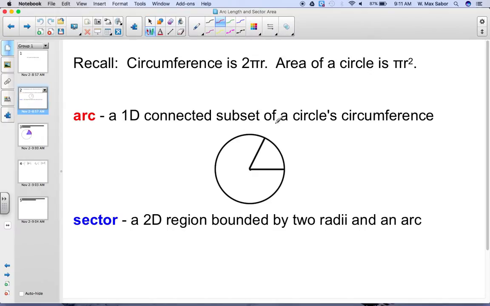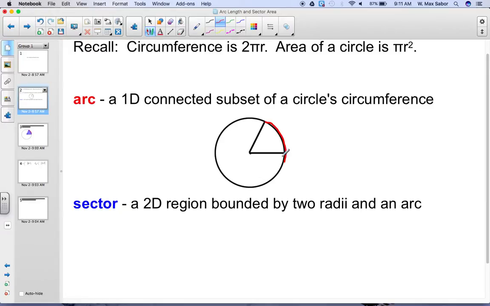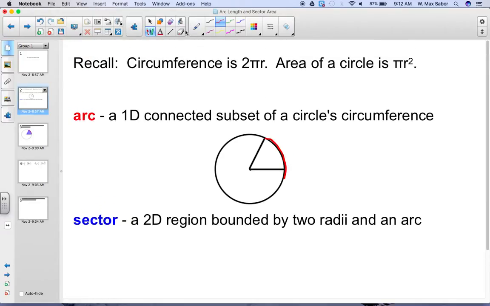Well, what is an arc? It's a one-dimensional connected subset of a circle circumference. So if I take this part of a circle, it's just part of the circumference. For a sector, it's two-dimensional, and it's the region bounded by two radii and an arc. So we have one radius, a second radius, and an arc. That's two radii and the arc. We're looking for either the area of that sector or the length of that arc.